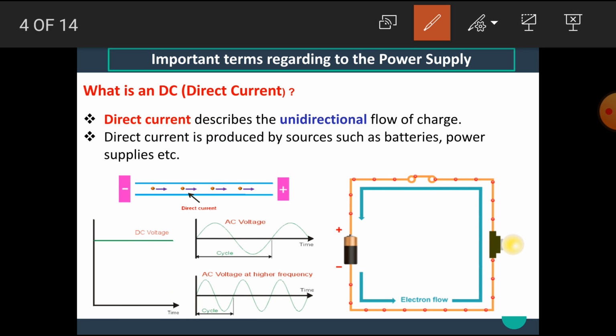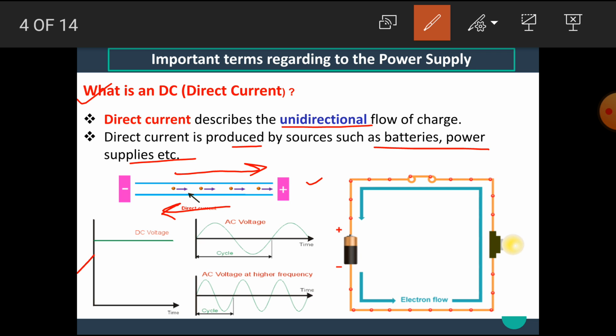Then the next important term is what is DC or direct current. The direct current describes the unidirectional flow of charge. The direct current is produced by sources such as batteries, power supplies, etc. This is the flow of direct current. This current flows in only one direction. This current direction is not reversed.